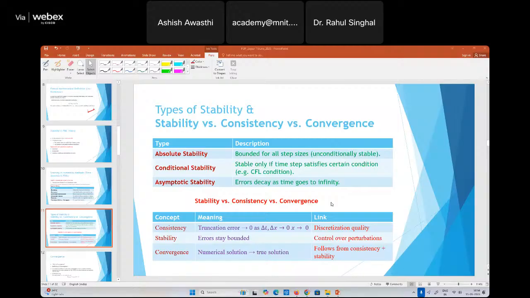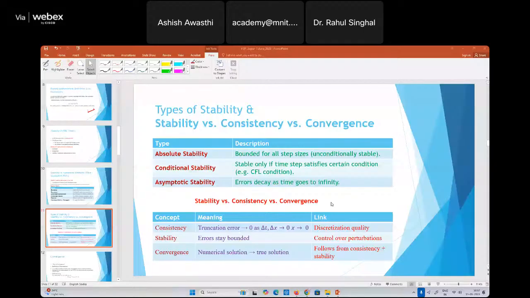That means your discretization is perfect. Okay. Now next is the stability. Stability is telling that whatever error is there in the system, it is under control. It is bounded. So two things are there: your discretization is perfect, your error is bounded. Then Lax has given that your solution always will converge, isn't it?